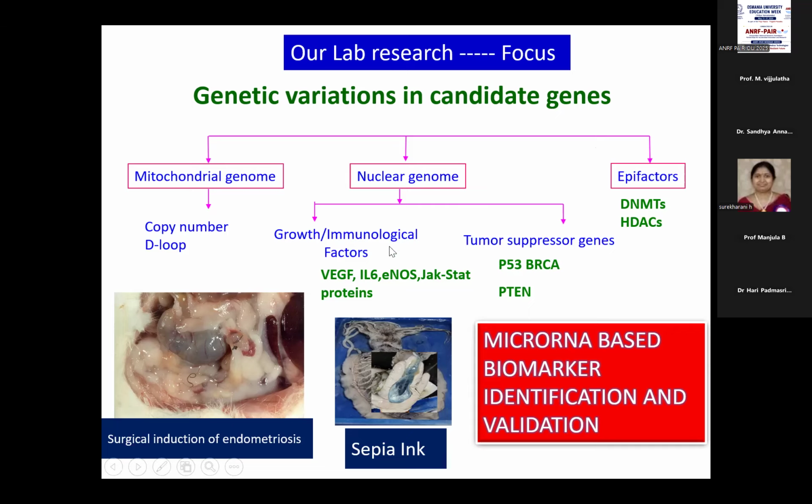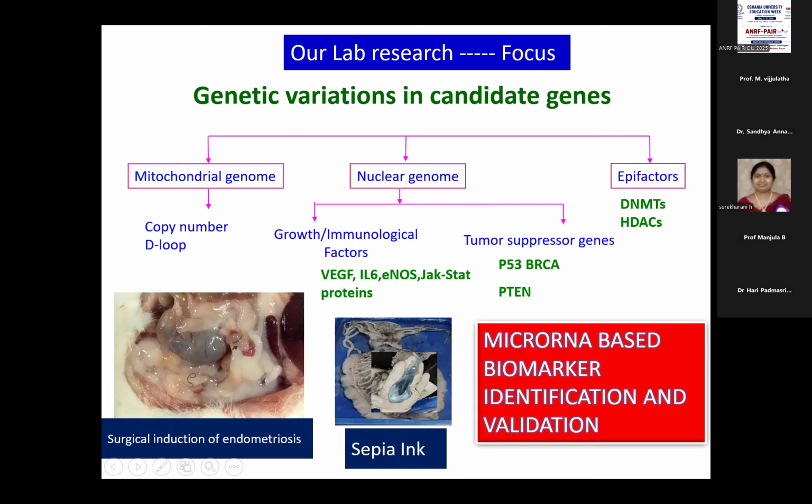We worked on copy number and the D-loop, and we worked on the nuclear genome, like immunological factors and also tumor suppressor genes, even though it is not cancer, because any growth requires proliferation, and tumor suppressor genes are involved in any growth in the body, even ectopic growth of the endometrium. We also worked with epigenetic factors, and we have developed a rat model of endometriosis.